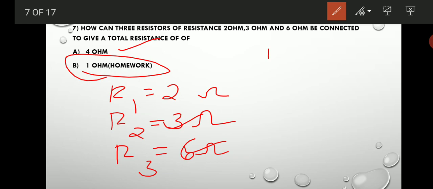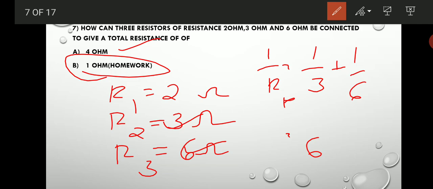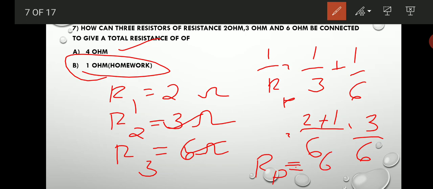In that case, what is the effective resistance? 1 by Rp is equal to 1 by 3 plus 1 by 6. So what is the LCM? Here it is 6. Then 3 2s are 6, 1s are 3, so 3 by 6. So this is 1 by Rp, right? So Rp becomes 6 by 3, which is 2 ohm.